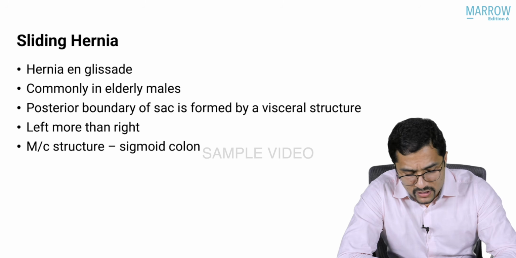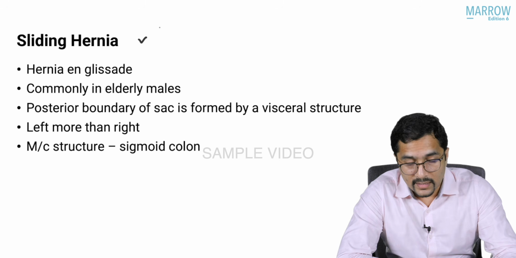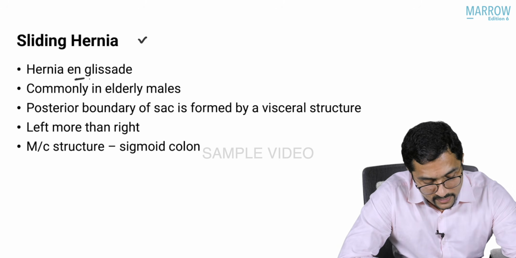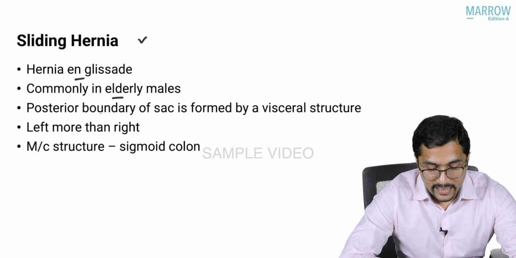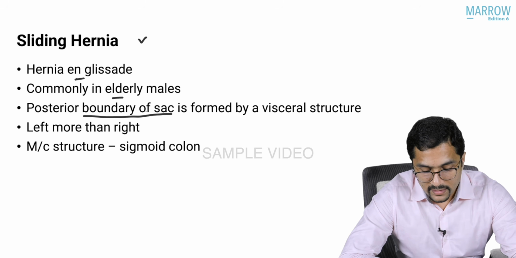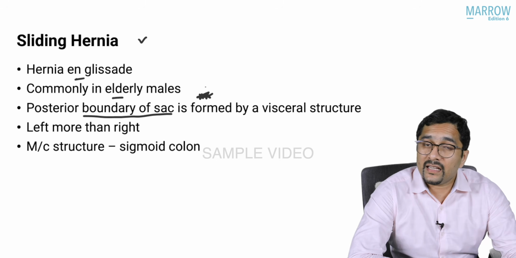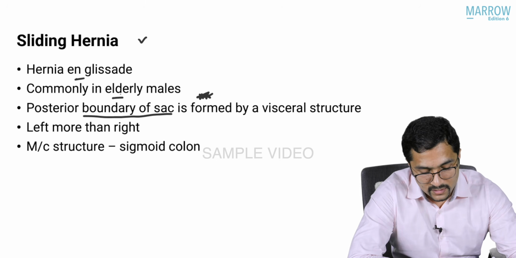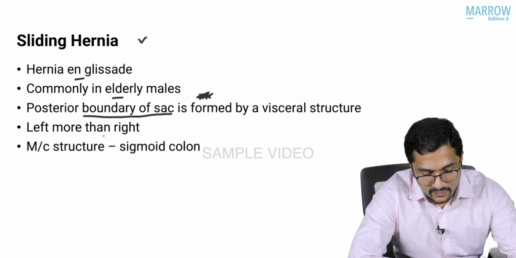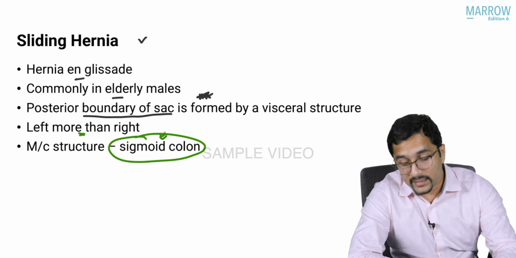There are certain special inguinal hernias. One of them is a sliding hernia. This is also known as hernia en glissade. Commonly in elderly males, the posterior boundary of the sac is formed by a visceral structure, and that is the importance, that when we are separating the sac, we can injure this structure, right? Left side is more commonly affected than the right, and the most common structure which is there is the sigmoid colon.